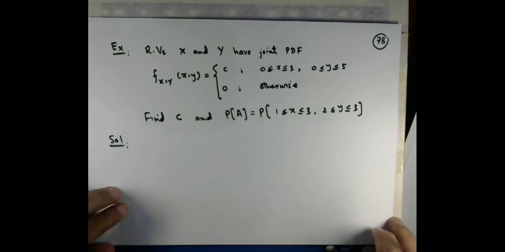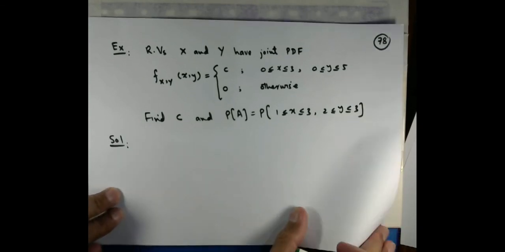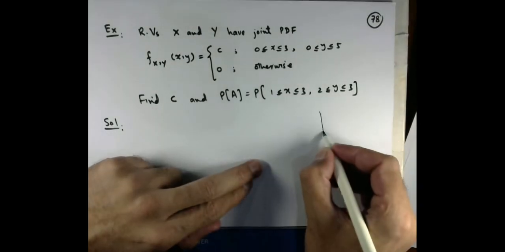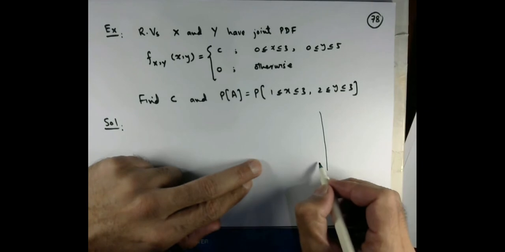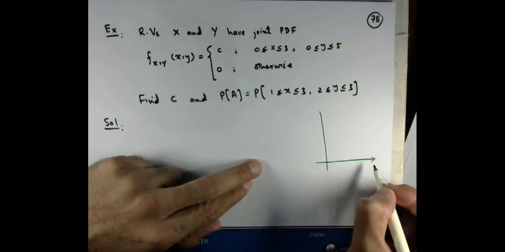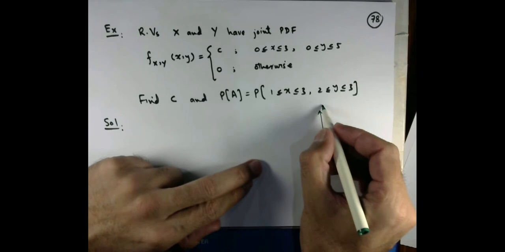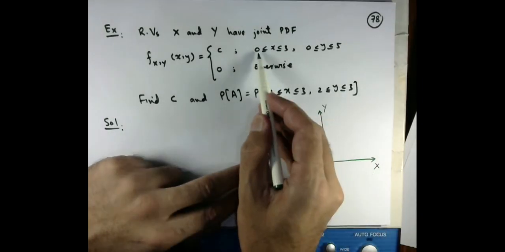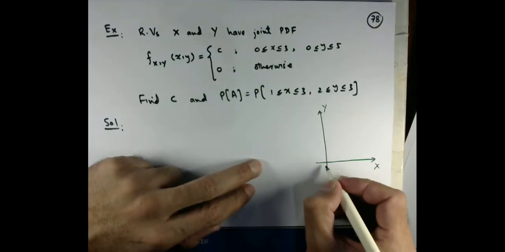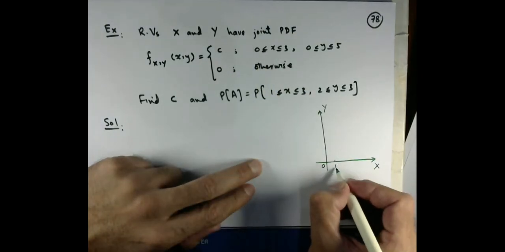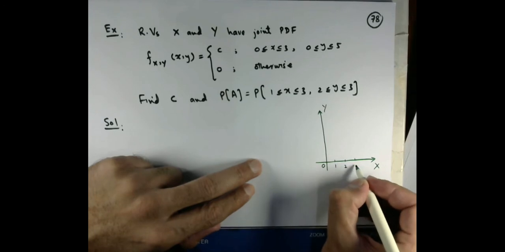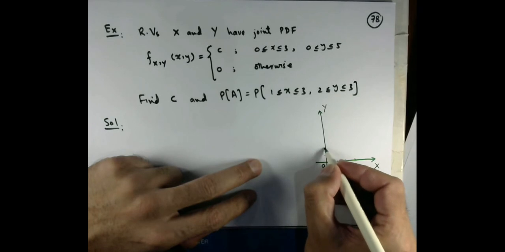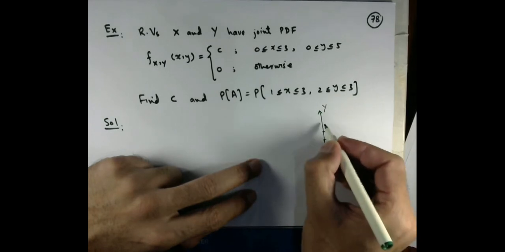I'll try to solve it through some plot. So just imagine these two axes. Say this is random variable y, this is random variable x. You see x is between 0 and 3. So if this is 0, 1, 2 and 3, and y is between 0 and 5, so it is 0, 1, 2, 3, 4, and 5.